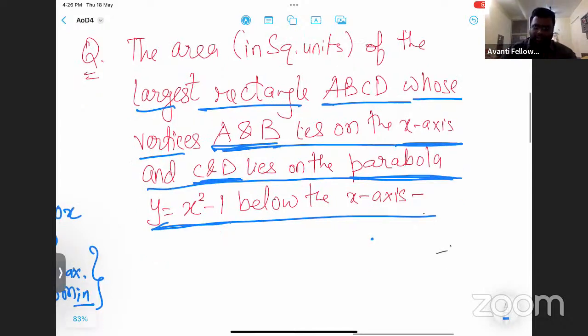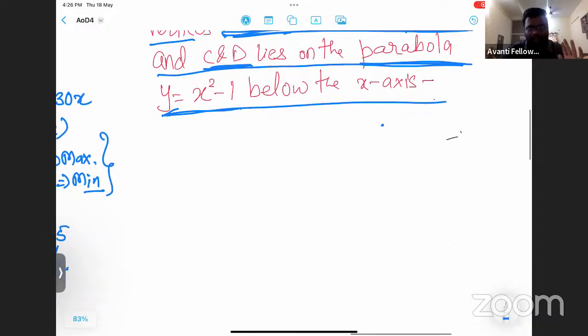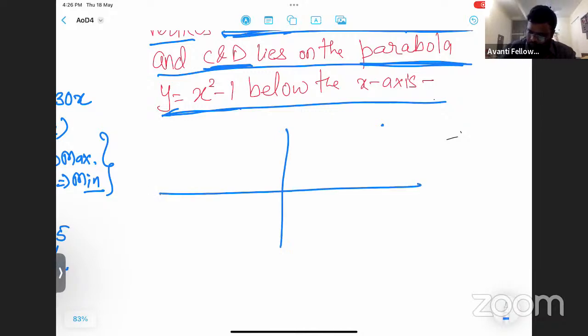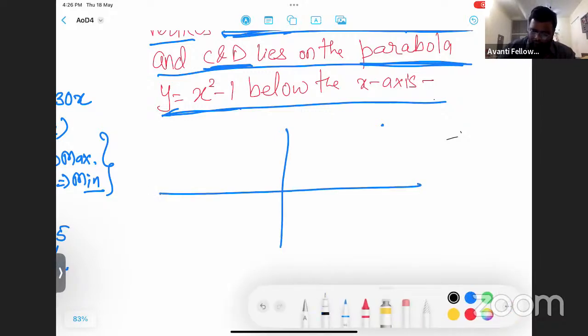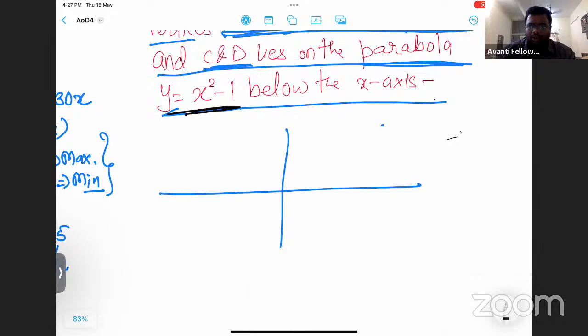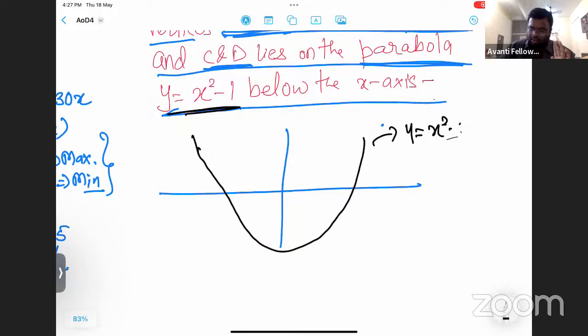Okay, so I'll just simply draw and tell you the process. Please try this question at home as your homework. This is very easy, but I'll just brief you how we'll solve it. Step one is to draw the parabola y is equal to x square minus 1. It will be 0 at minus 1 and plus 1. So this is our parabola.